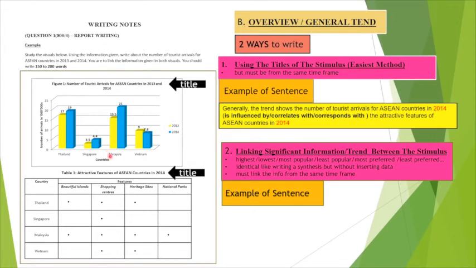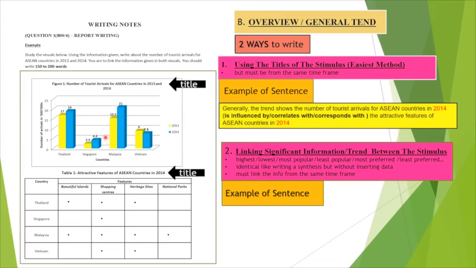And what is significant? Okay, we see something highest, here, Malaysia, 21 million tourist arrivals. And another one, something that is the lowest, Singapore, 4.4 million. So if you are going to use information about Malaysia, because Malaysia had the highest number of arrivals, you look at the second stimulus. Why? If you look at the second stimulus, Malaysia had all 4 features covered. So you can write your overview linking the information in the first stimulus about Malaysia and the information about Malaysia in the second stimulus.